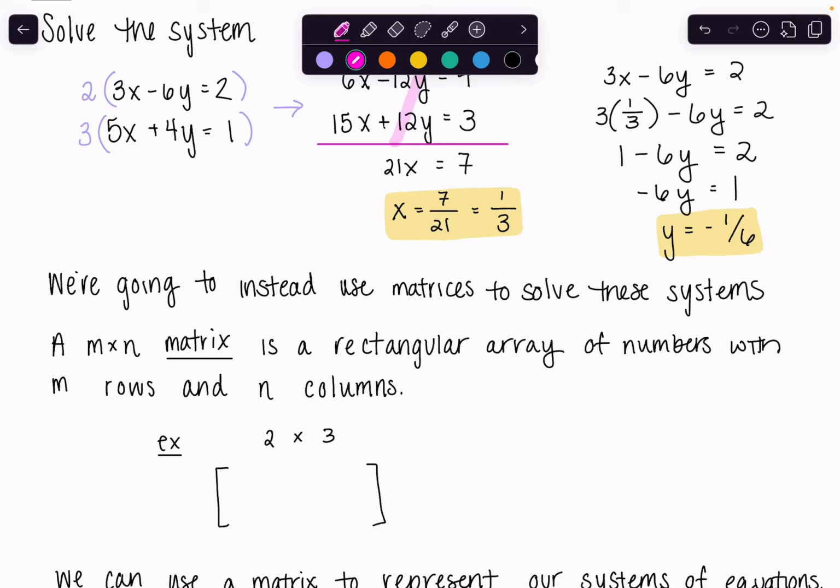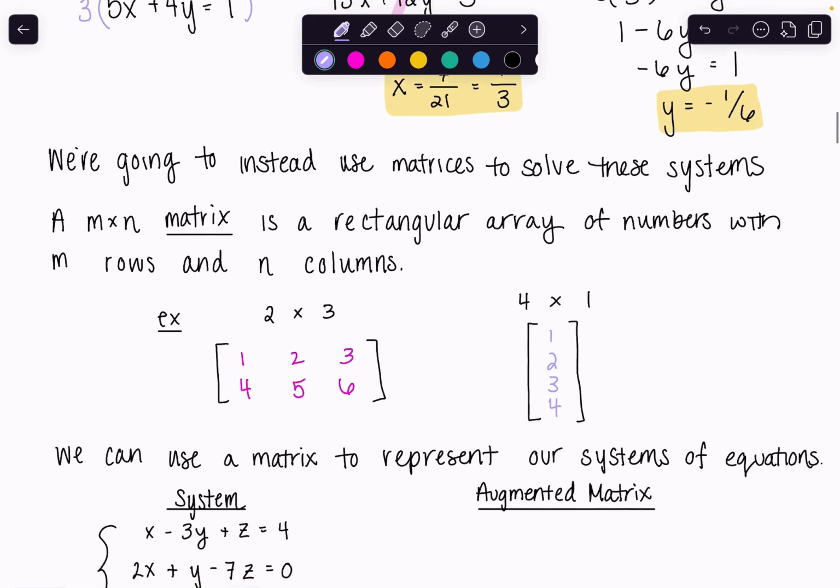So the nice thing about matrices is they're just going to keep track of the numbers instead of the variables. The position is actually going to be what tells us the variable. So maybe I have the numbers 1, 2, 3, 4, 5, 6. Again, 2 rows and 3 columns. If I have a 4 by 1 matrix, that tells me there are 4 rows and a single column. So maybe I have the numbers 1, 2, 3, and 4.